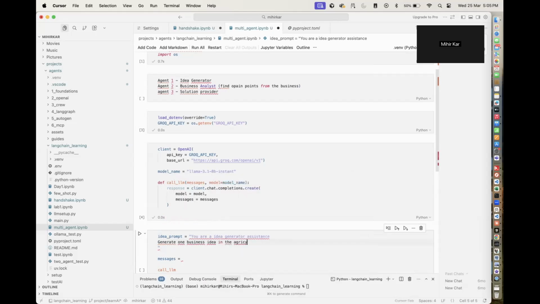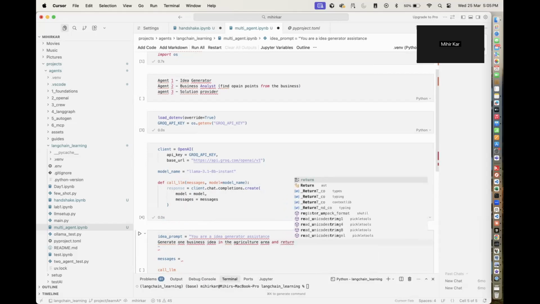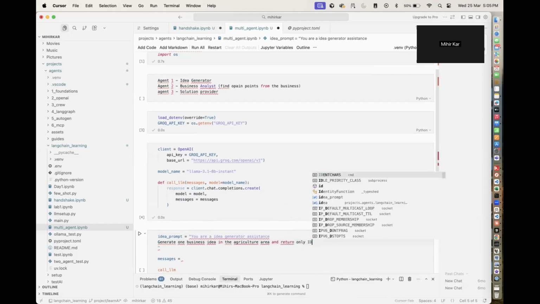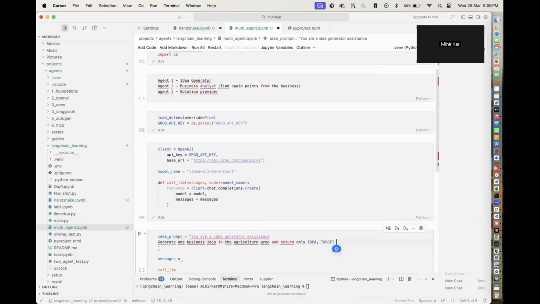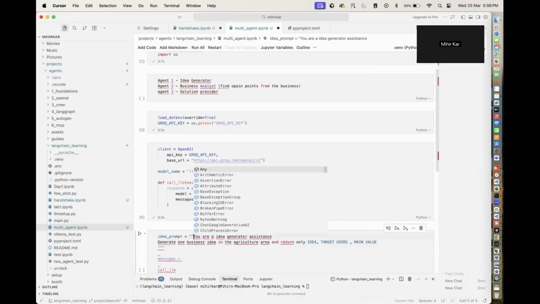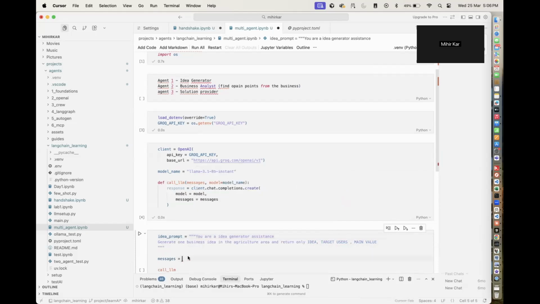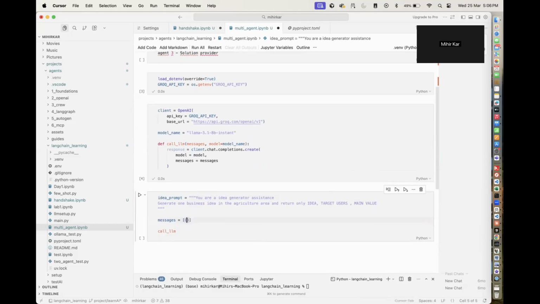Then only idea, target users, and we need main value. So, okay, so here now let's create the message. So here we have two things we need to create. We'll create a system, we'll create a user. First, we'll create a role.